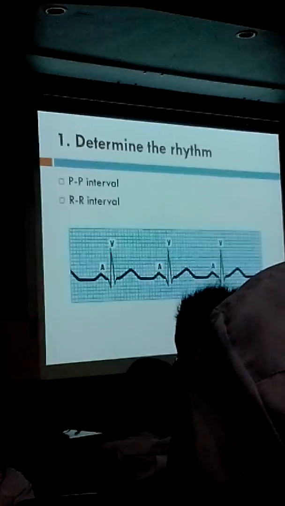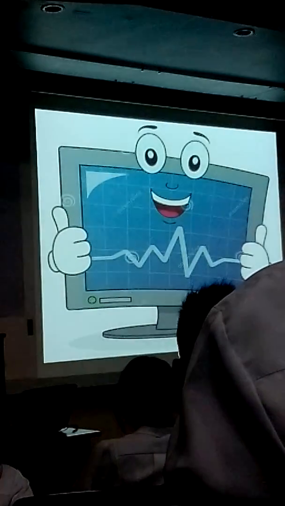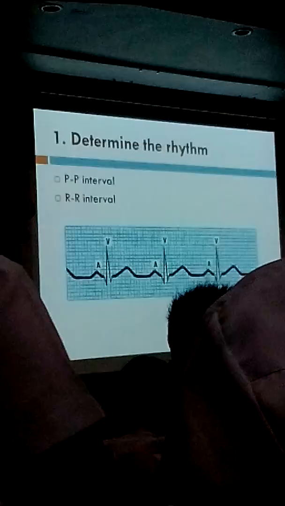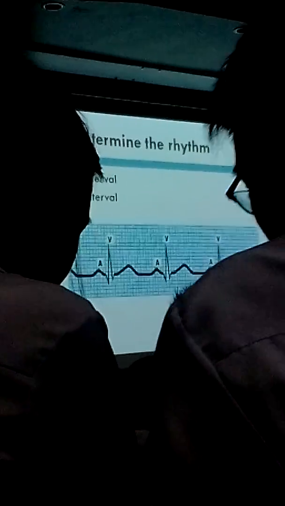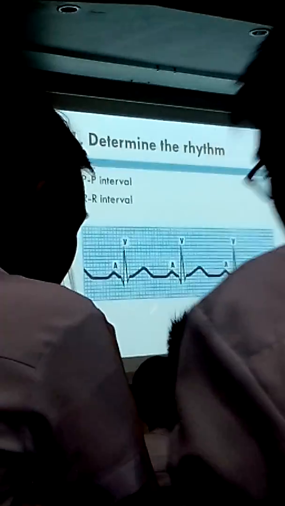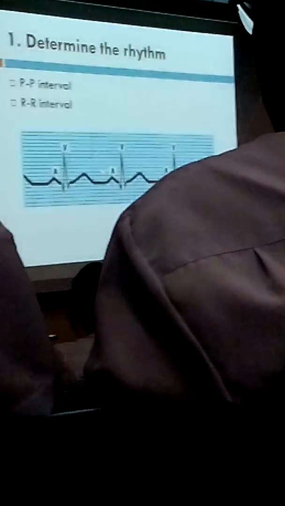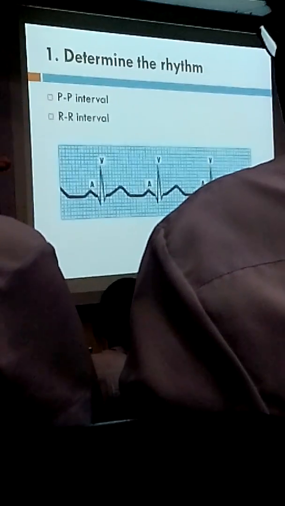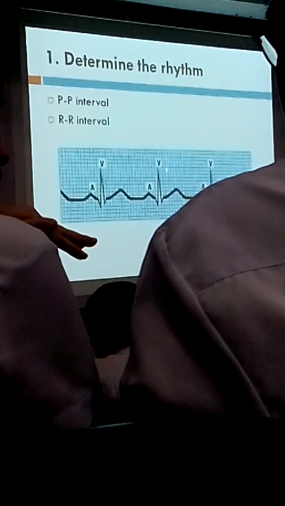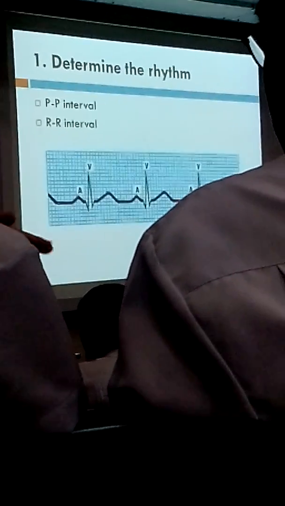So this is the first step. You have to know the rhythm. Is the rhythm normal or not? When we talk about perfectly normal sinus rhythm, the A to A should be equal and the R to R should be equal. If you measure this one to this one, that should be equal, and this one to that one should also be equal.